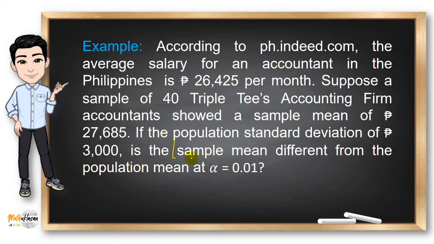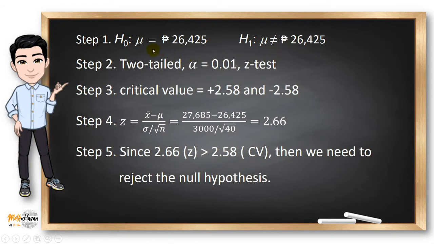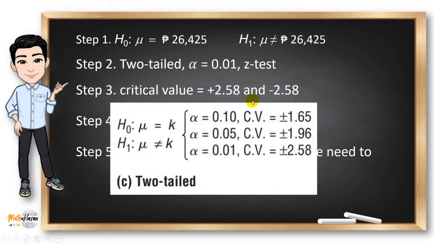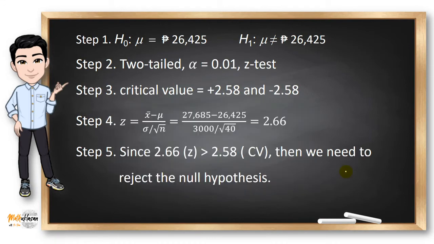Also note that we are only after the difference of the sample mean from the population mean. So it doesn't matter if it's greater than or less than, so we have a two-tailed test. For the null hypothesis, we will use equal and not equal in the alternative hypothesis. The critical values are 2.58 and negative 2.58 because it's a two-tailed test and the alpha level is 0.01.